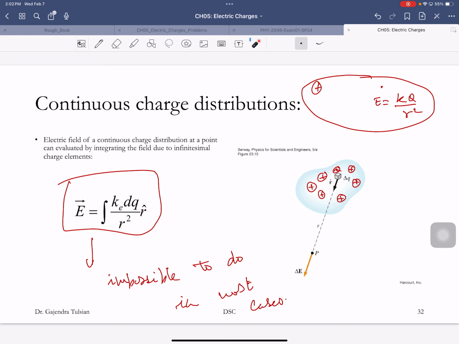Did you guys understand this? So this is just a generalization of Coulomb's law. So here's the Coulomb's law for this little piece. And what is that integral sign doing? It's just summing over all the pieces. You guys understand?